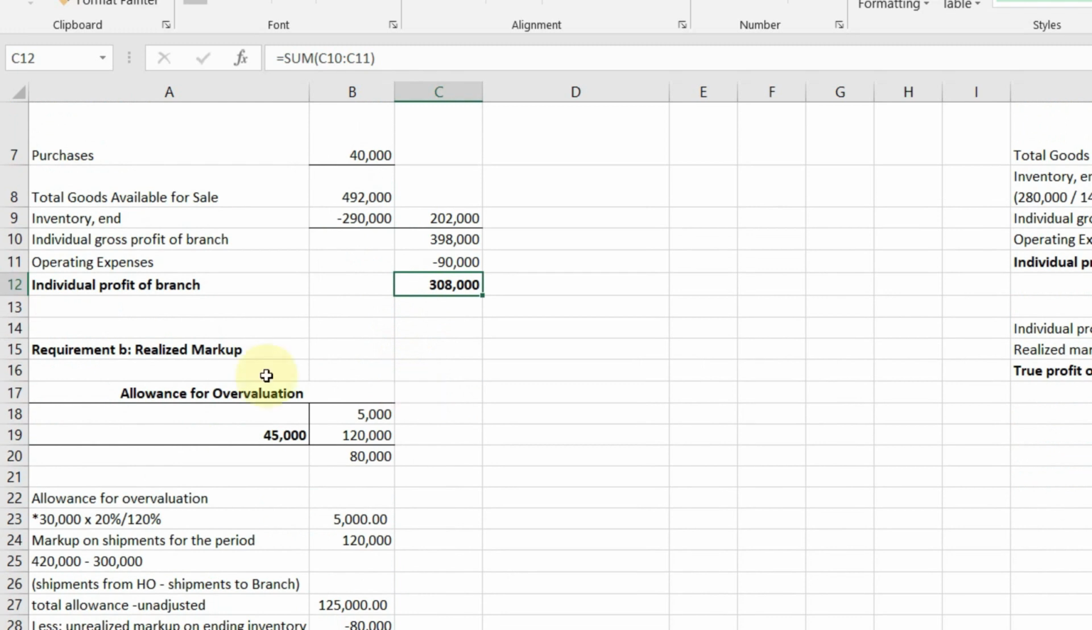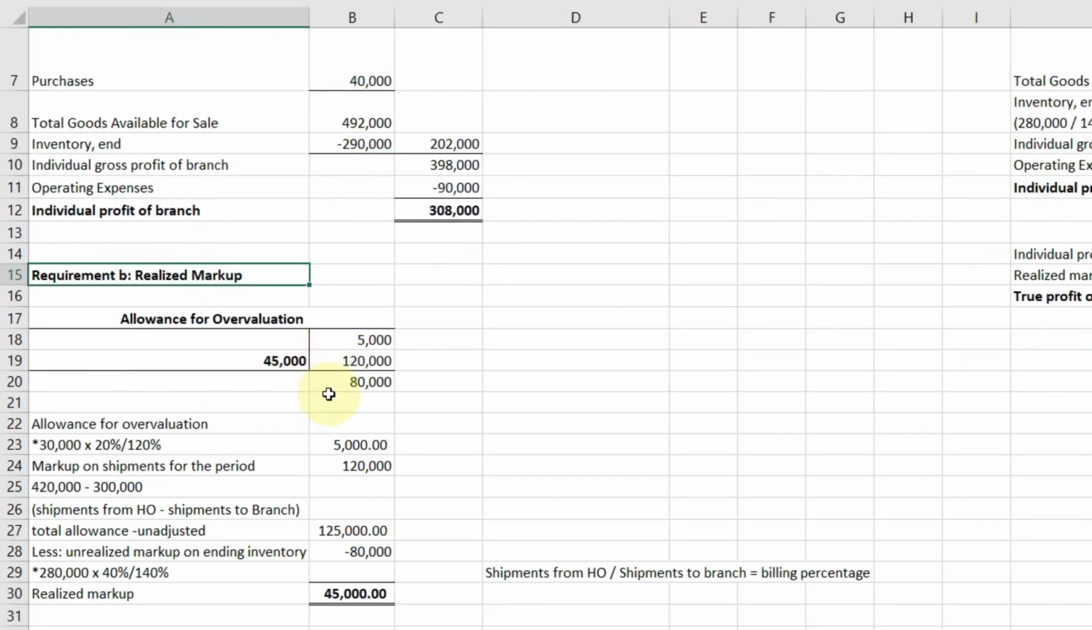Next, we do realized markup. So, sa realized markup, gawin muna natin is yung long cut bago itong T-account. So, I have to explain something kasi. Allowance for overvaluation. So, this is the beginning balance. Okay, saan kinuha? That's your 30,000 na inventory beginning from home office at 20% above cost. Okay, given naman. Tingnan nyo yung guided exercises nyo. 30,000. Ang kinuha lang is yung from HO na build. Okay, that should be clear.